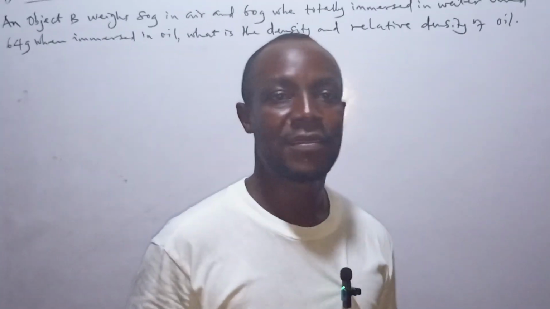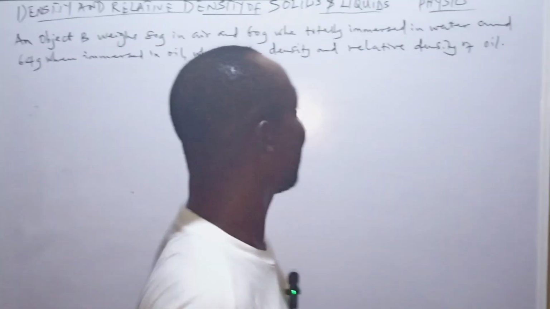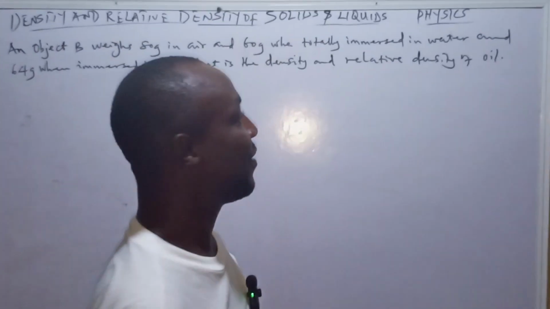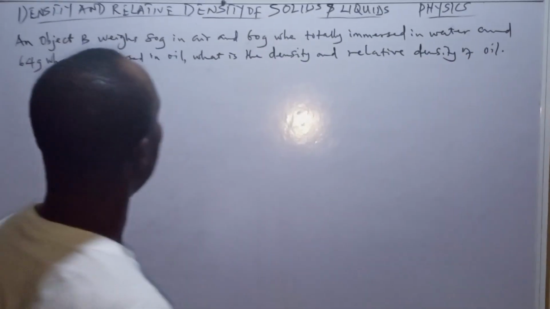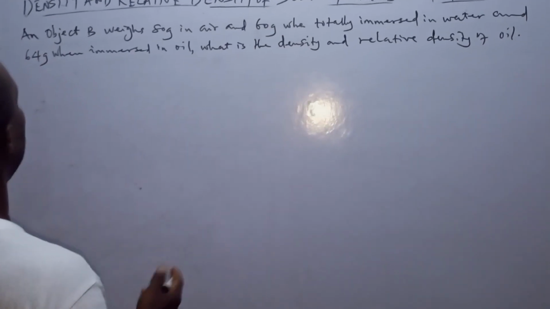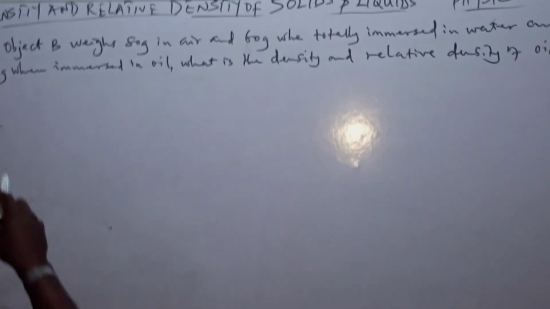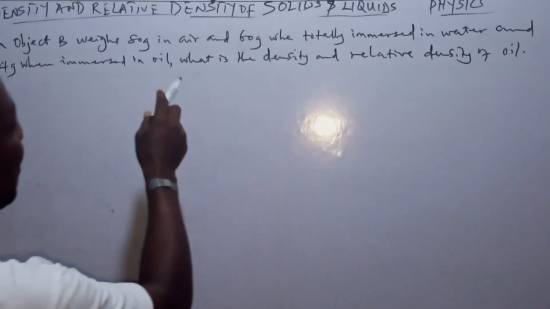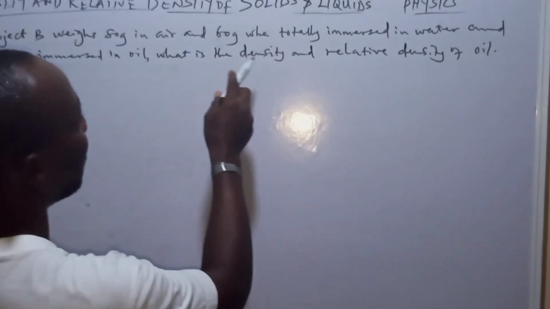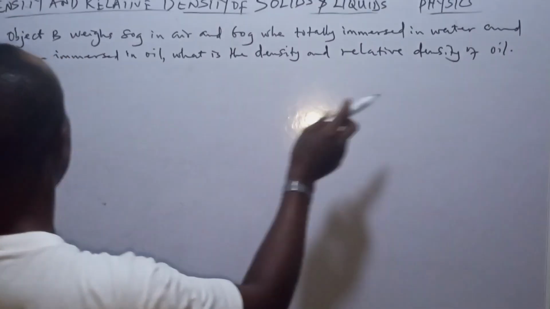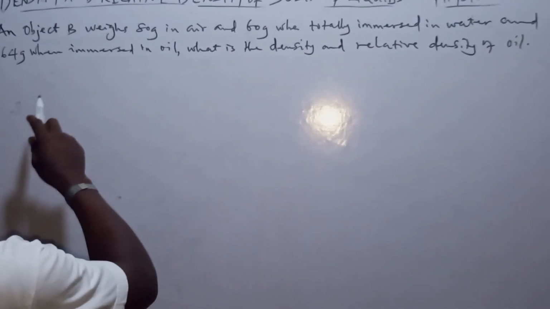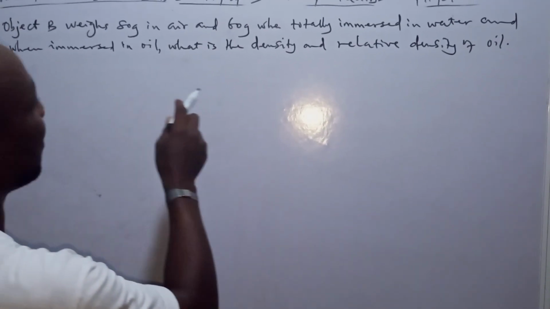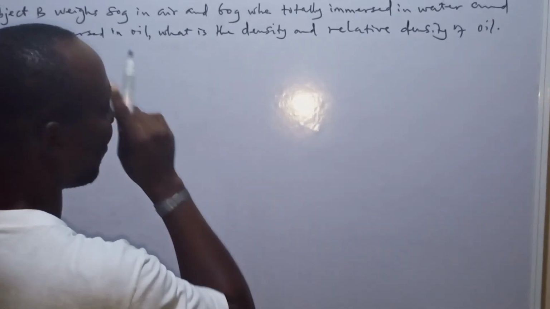Hi guys, and welcome to class, still on density and relative density of solids and liquids. Right now, I have another problem to solve. It states that an object B weighs 80 grams in air and 60 grams when totally immersed in water, and 64 grams when immersed in oil. What is the density and relative density of oil?